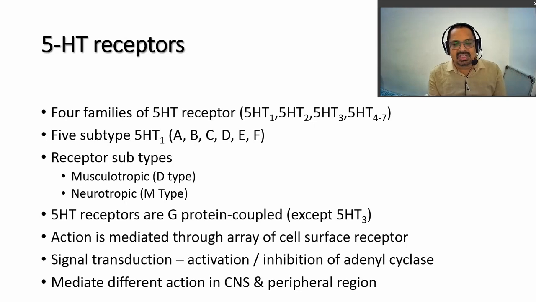Except 5-HT3, all other 5-HT receptors are G protein coupled receptors. The action is mediated through cell surface receptors. There is an array of reactions taking place on the surface of the cell, through which signal transduction takes place, then activation, then inhibition of adenyl cyclase. It also mediates the action in the CNS and the peripheral region. These receptors are widely distributed in the CNS as well as in the peripheral region.